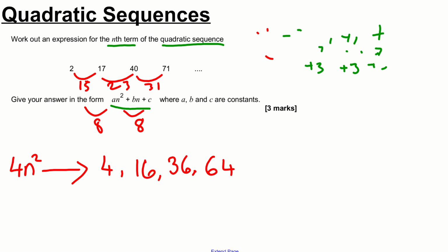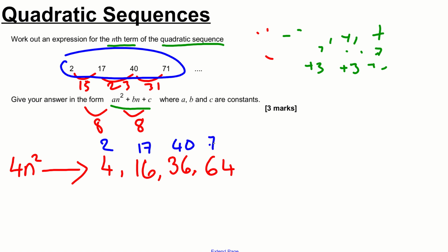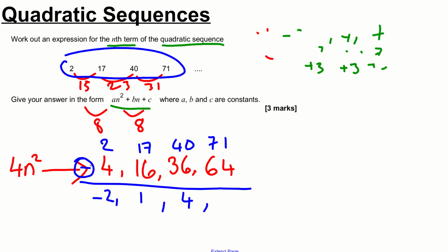You then compare it to the original sequence. Put that on top. There you go. And you compare with the subtracting. 2 take away 4 is -2. 17 take away 16 is 1. 40 take away 36 is 4. And 71 take away 64 is 7.